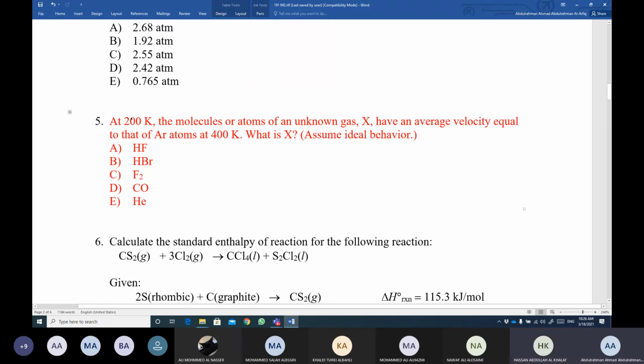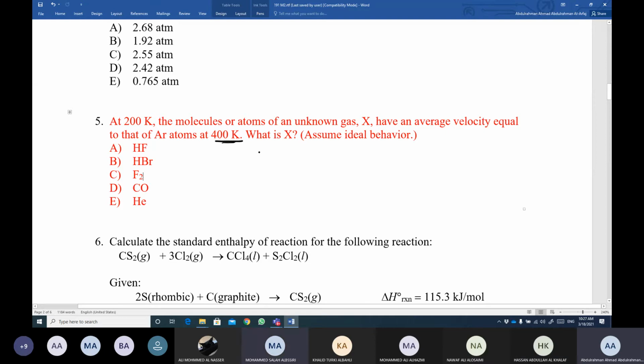Yes. Okay. At 200 K, the molecular atoms of an unknown gas have an average velocity equal to that of argon at 400 K. What is X? Assume ideal behavior. What's X? What should we do?